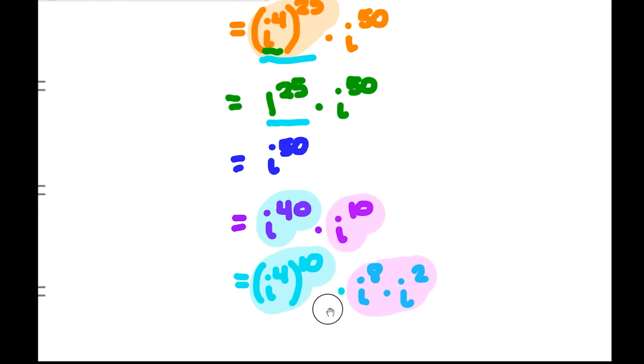The 10 here, I'm actually going to break that down as well to an 8 and a 2. So this part is equal to this part right here. Again, I color-coded everything so you can see what's equal to what. Well, i to the 4th is 1, so this is just going to be 1 to the 10th, this part right here. So 1 to the 10th is just equal to 1.